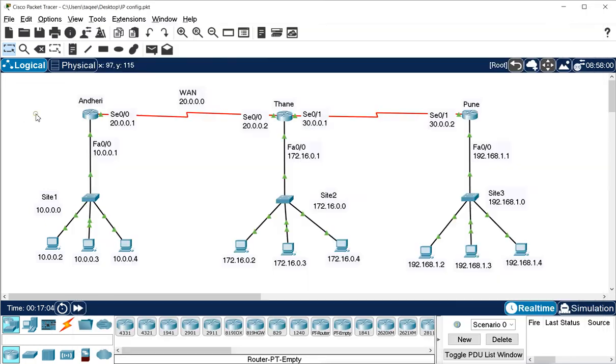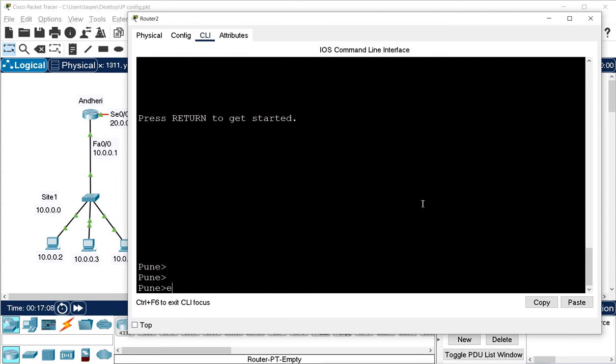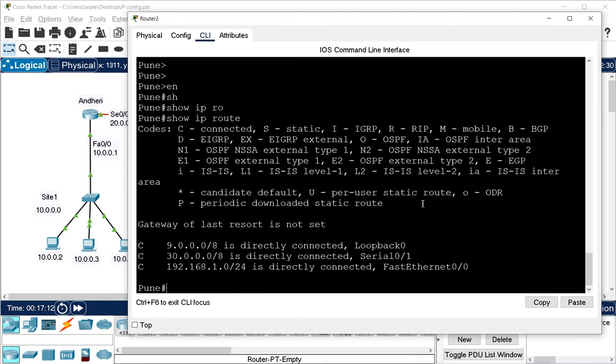Now I will go to the third router. And here we have these networks. Now this one is virtual, it is not a real adapter, it is a virtual adapter, a loopback adapter. So it is just an adapter. I will not use this adapter for the routing.